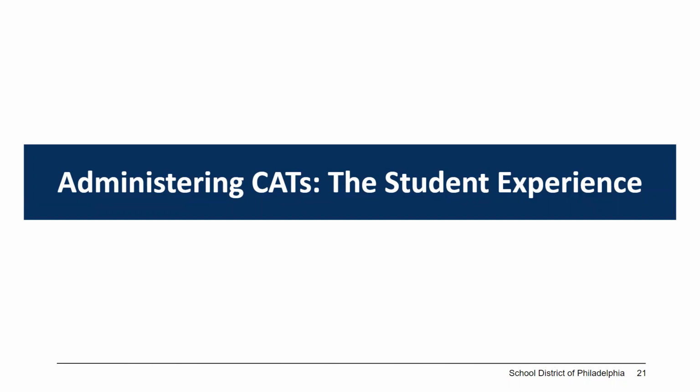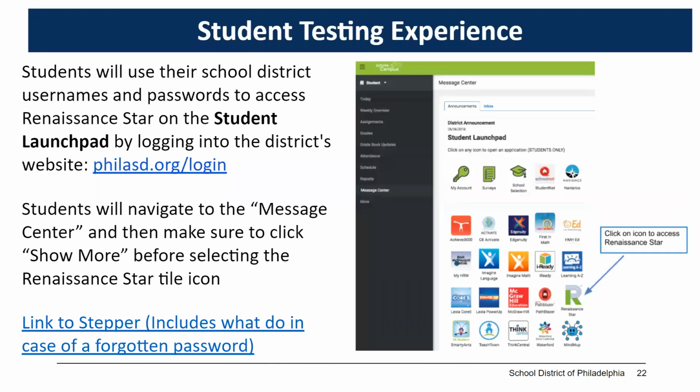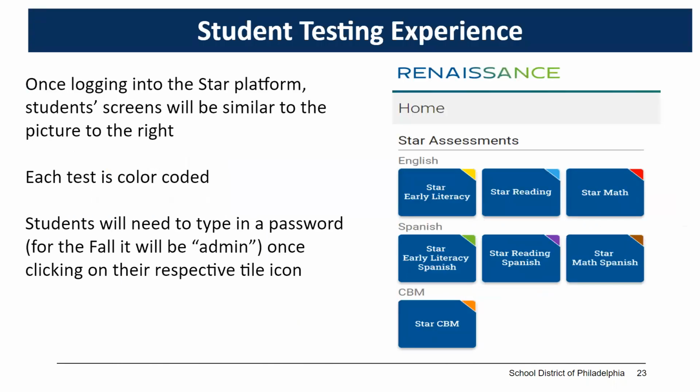The next few slides will review the student experience engaging with the computer adaptive tests. Students will access their STAR assessments via the Renaissance STAR tile on the student launchpad. Once they've entered the platform, they will see a screen similar to this. When attempting to enter a STAR assessment, they will be prompted to enter a password. For the fall testing window, the password is admin.